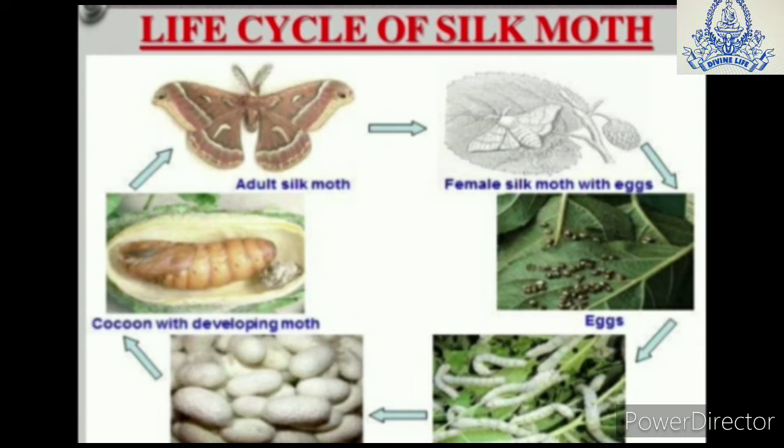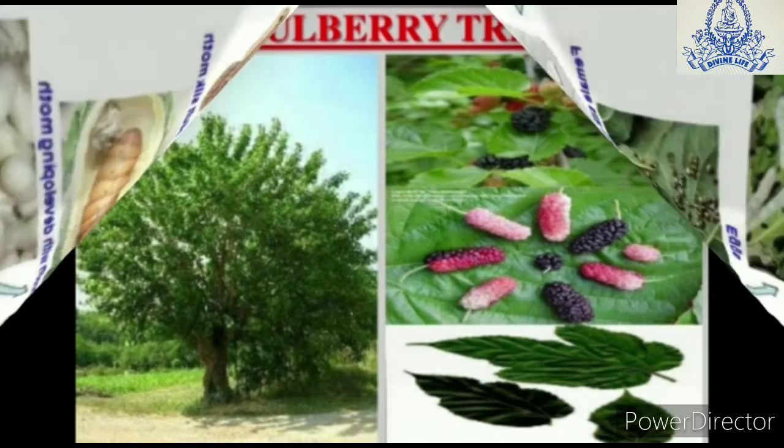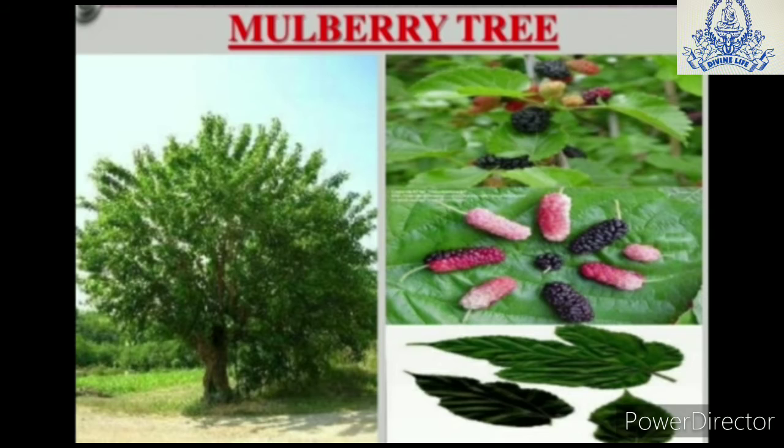Now you know that the stage which is used to obtain silk fiber is the cocoon stage. This is an image of a mulberry tree. You might be familiar with it. It is known as shahtoot in Hindi.